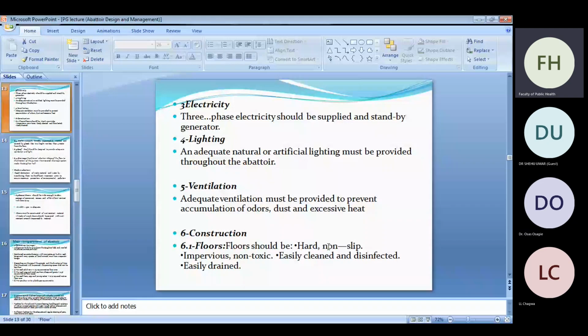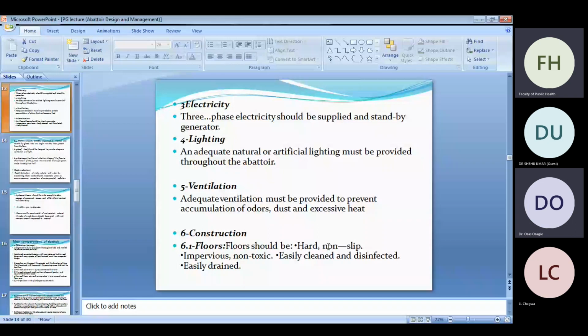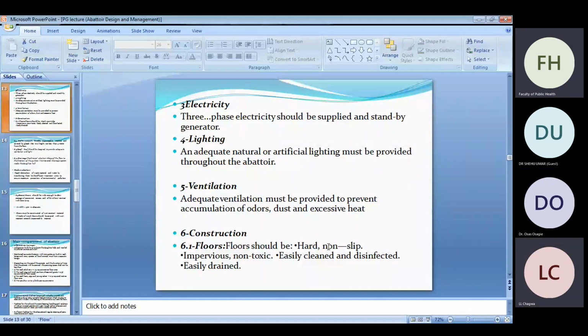Are we together? Are we together? Yes, sir, we are together. Okay, you are hearing me better now? Very well, sir. Okay, sir, so the network is bad. We hope it will improve. Amen.